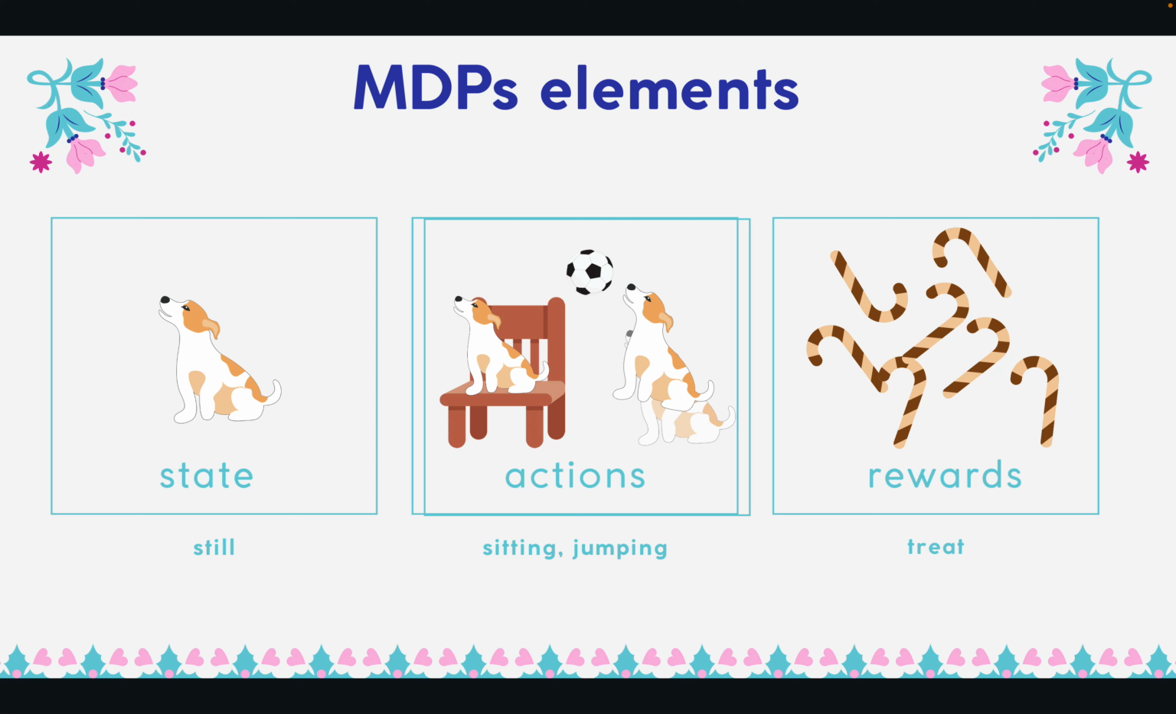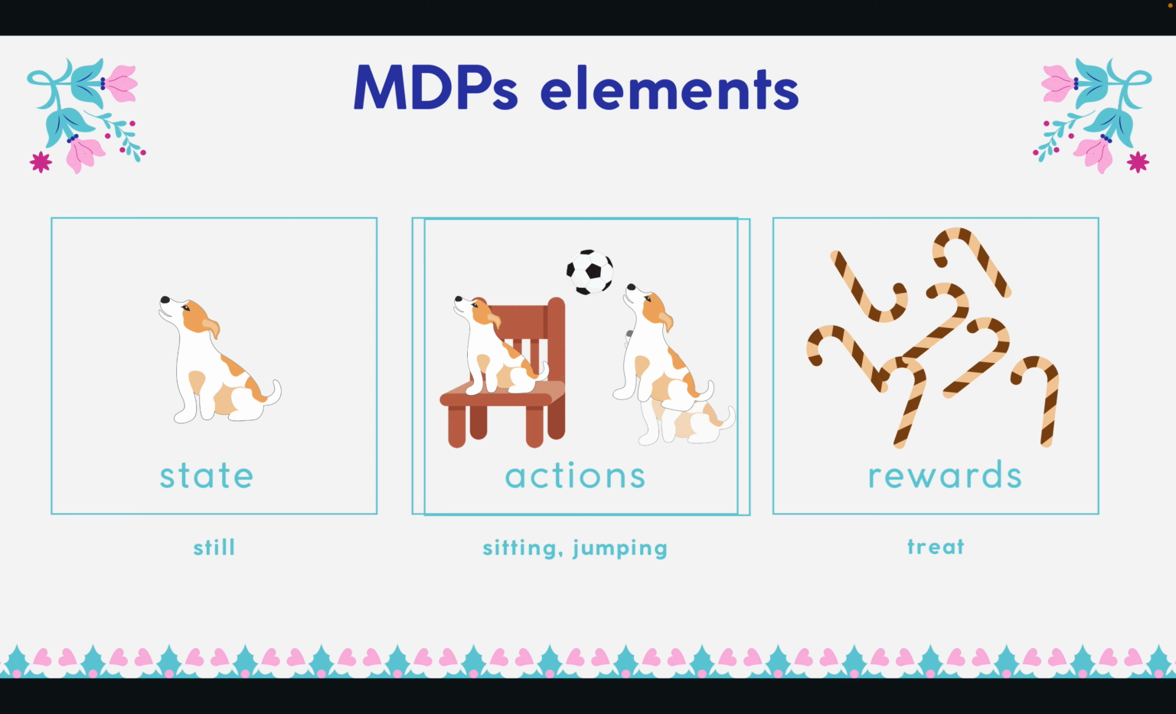The second one is an action. An action is a decision made by the agent based on the current state. It determines how the environment will transition to a new state. For example, in this case, since there is only one state, there are two actions in that state. From still, the dog can choose to sit on the chair or jump.